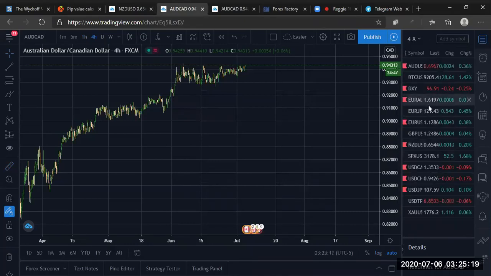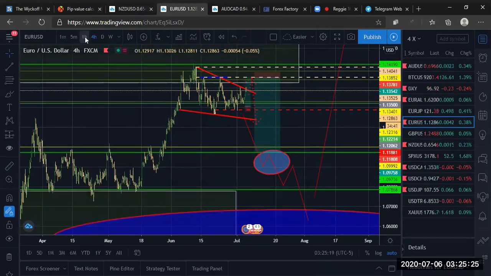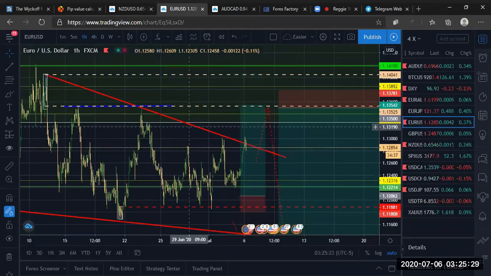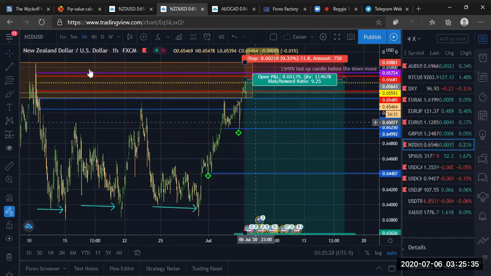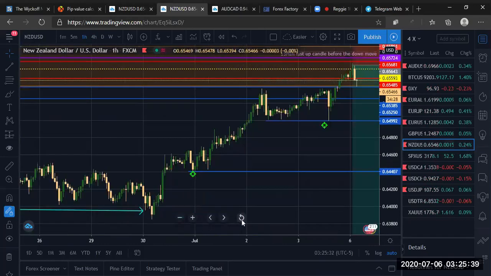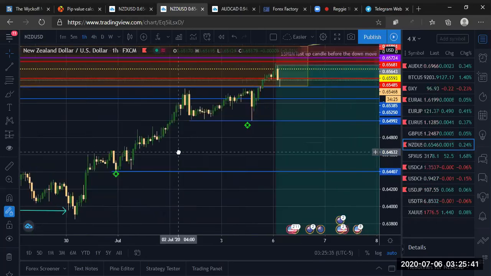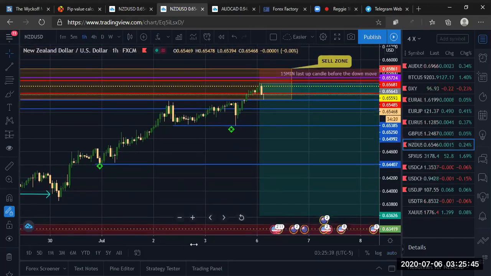NZD going off. What is EU doing? EU looks like it didn't really do anything yet. Not really tripping. But this NZD, ooh. Hold on. It's still doing this thing. So just have patience. Just let it do what it do.